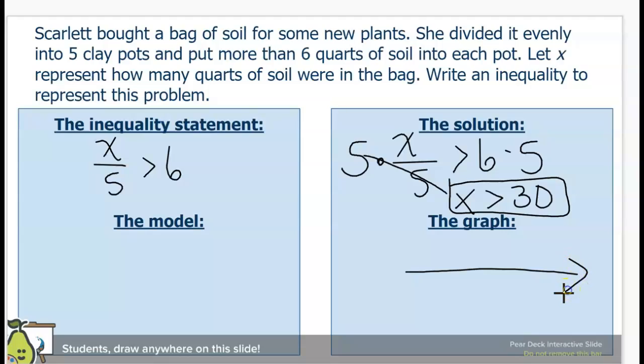So I'm going to draw my picture. Here's 30. I can put 30 wherever I want when I'm drawing my own graph. So X has to be greater than 30, so I know it's going to go this way. And it's going to be an open dot because it can't equal 30.